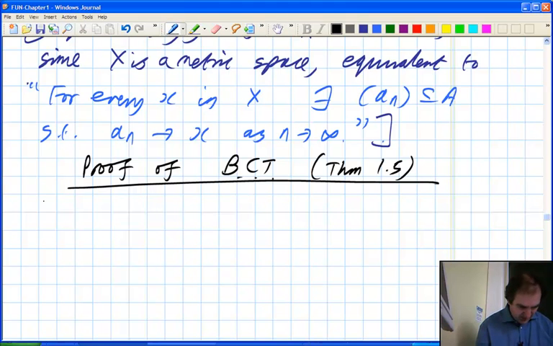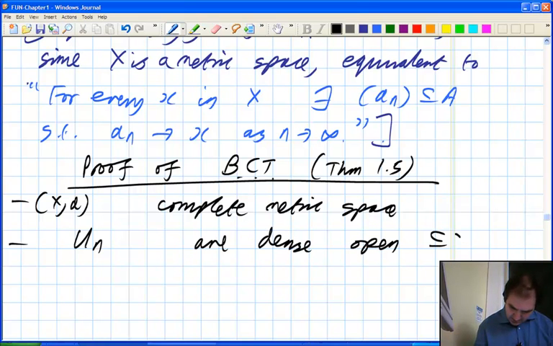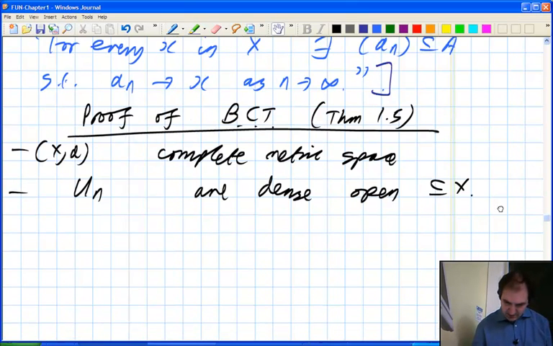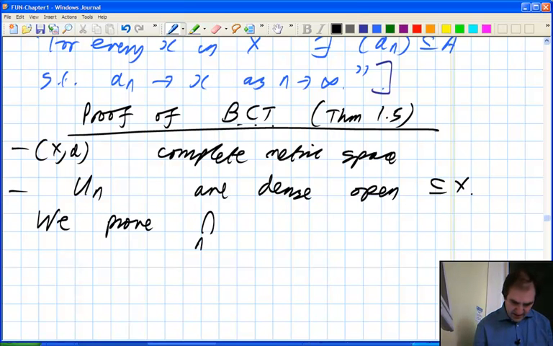So we've got (X, d), I'll remind you again, is a complete metric space, and U_n are dense open subsets. And we have to prove that the intersection from n equals 1 to infinity of U_n is dense in X. That's our task.